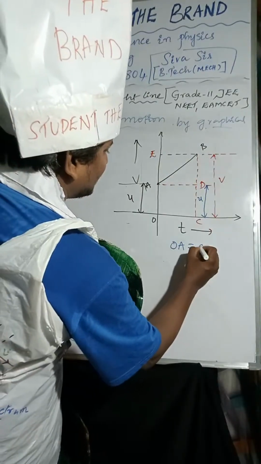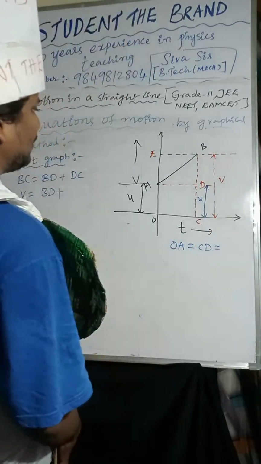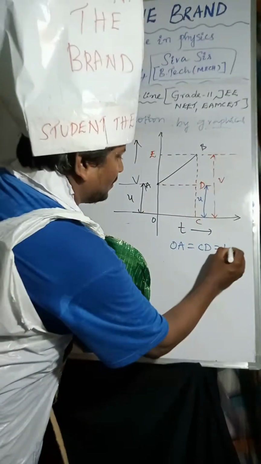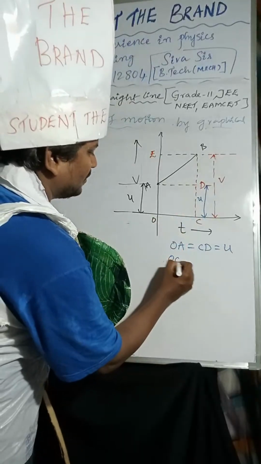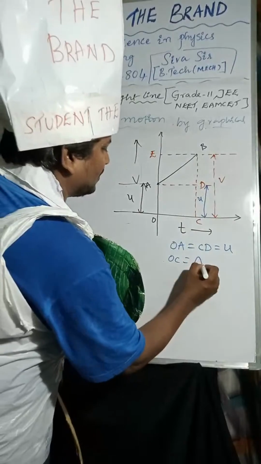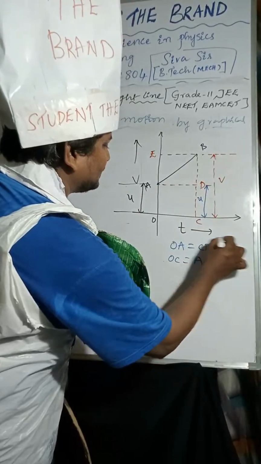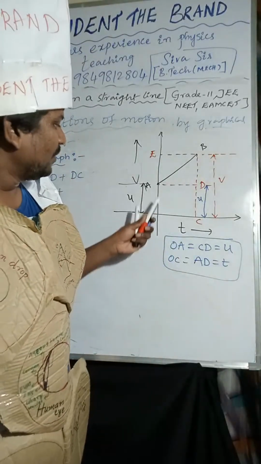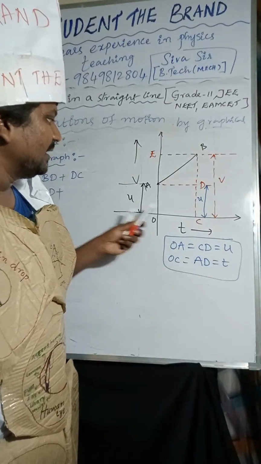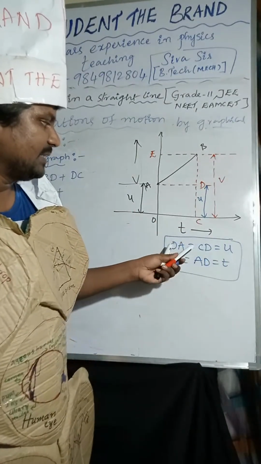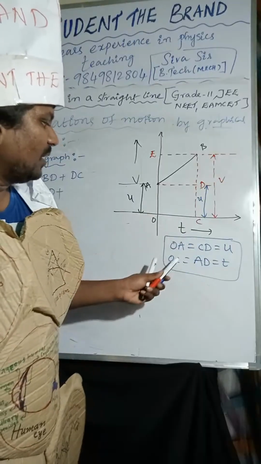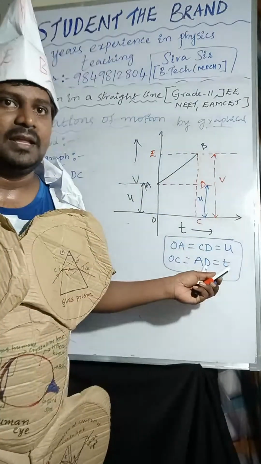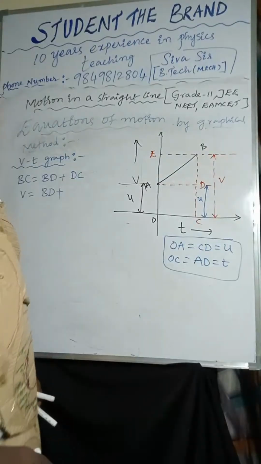So here we have to note down: OA equal to CD equal to U, and OC equal to AD equal to T. Okay, now once again, OA equal to initial velocity, that is nothing but CD or DC, and OC equal to AD, that is nothing but T. Okay, now you can see.